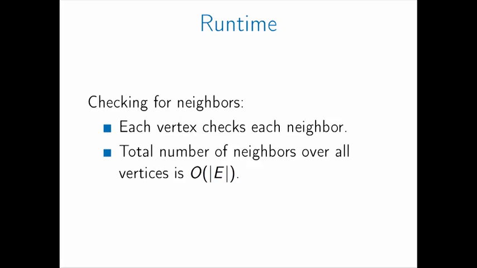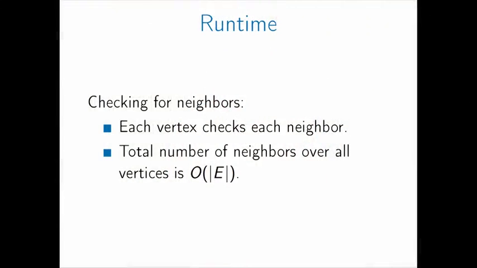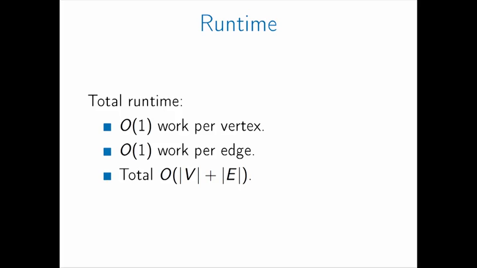But for each vertex, when we explore it, there's this inner loop where we have to check all neighbors of that vertex. And so we have to do work for each neighbor of each vertex. And so we have to do work proportional to the total number of neighbors over all vertices. And that's proportional to the number of edges. Because each edge connecting A and B says that A is a neighbor of B and that B is a neighbor of A, so it contributes to two neighbors. But the total amount of work is still O of the number of edges. So for the total work, we do O(1) work per vertex and O(1) work per edge. And the total runtime is O(|V| + |E|), a nice linear time algorithm.